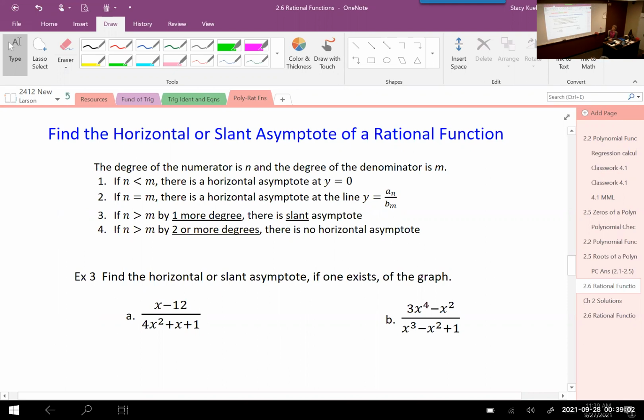All right. So if I'm talking about the degrees of the numerator versus denominator, do we all know what I'm talking about by the degree? If we have a polynomial in the numerator, we can talk about the degree of the polynomial being 1, 2, 3, a third degree polynomial and so forth. So when the degree of the numerator is less than the degree of the denominator, we have a horizontal asymptote at 0. That's it. No changing of that. When the degree of the numerator is less than the degree of the denominator, there is a horizontal asymptote at y equals 0.